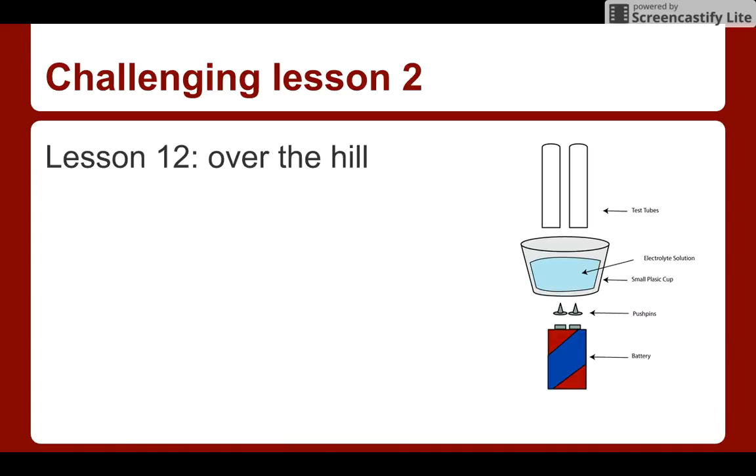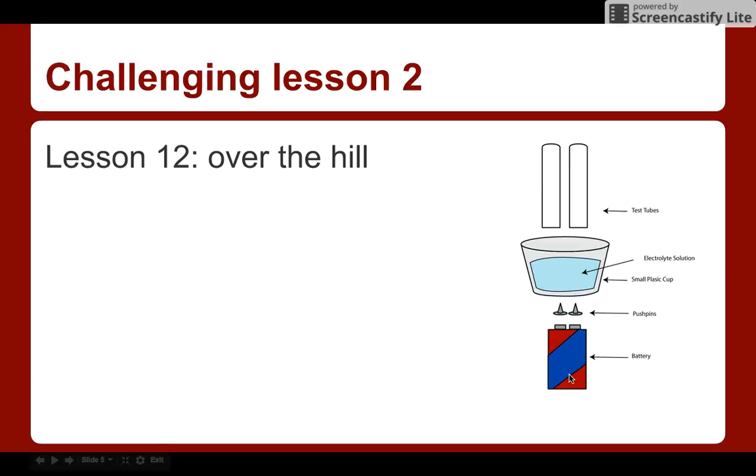The other challenging lesson is lesson 12, Over the Hill. And I'm going to be honest, as someone who has taught chemistry for over 12 years, I have a very hard time making an electrolysis setup which shows a great ratio of 2-to-1 moles of hydrogen to oxygen. There's a lot of energy loss, and various setups I've had struggle with.